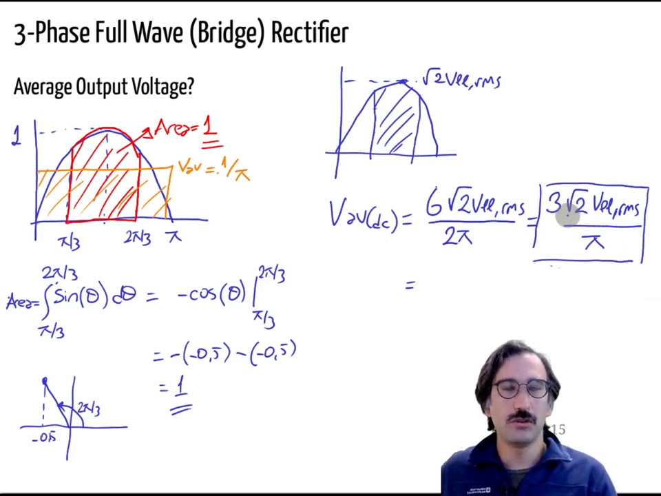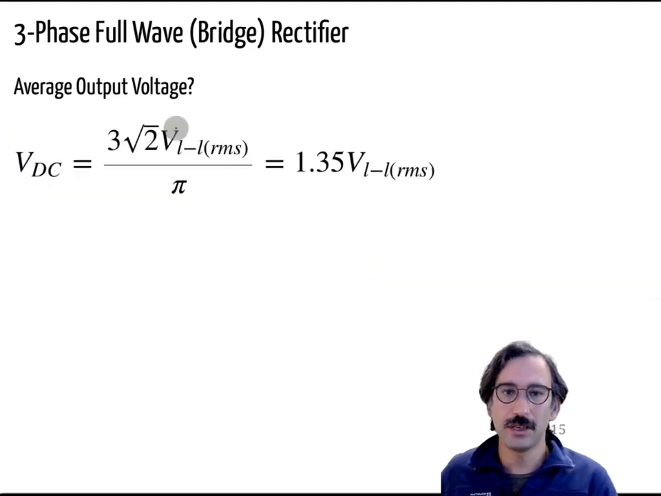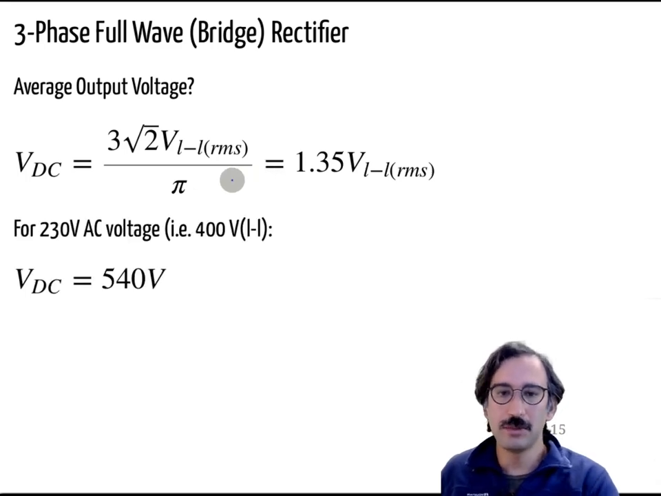So 2 square root 2 divided by pi was 0.9, so that is 0.45, times 3 is 1.35 times V line to line RMS. This is the output voltage of a 3-phase full bridge rectifier, right? So the output voltage is 3 square root 2 divided by pi times the line to line RMS voltage. Again, let's do the same thing.